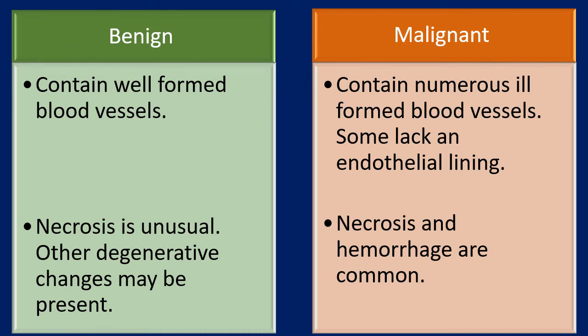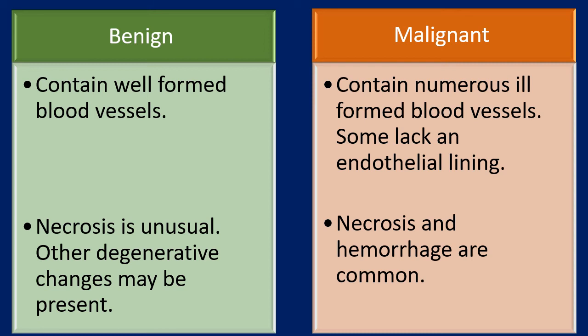Also, benign tumor, as we said before, every tumor has a parenchymal component and stromal component. The parenchymal component is the proliferating part of the tumor. The stromal component provides blood supply and nutrition for the tumor. So in the benign tumor, the stromal component contains well-formed blood vessels. That means they are composed of endothelium, basement membrane, and all of them are well-oriented and mature.